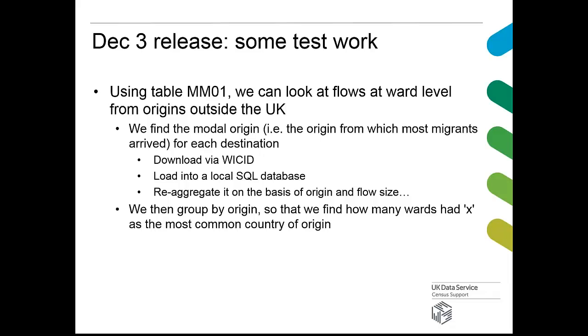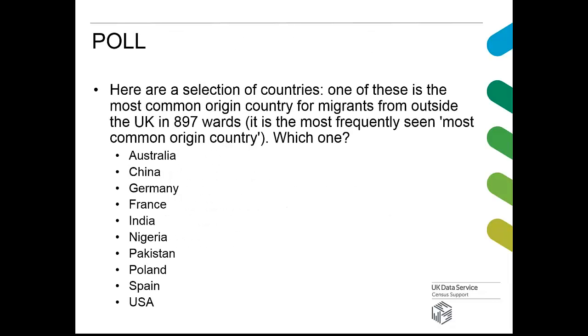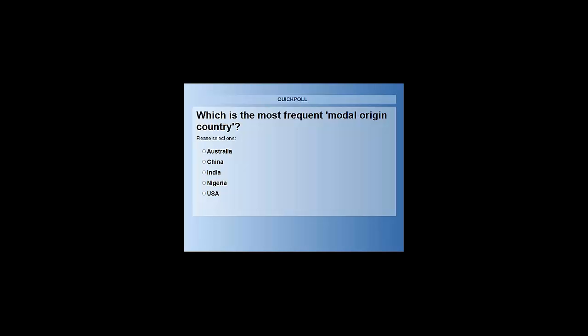I did that by downloading the data from WICID and then reloading it into an SQL database on my PC. I re-aggregated that within SQL on the basis of origin and flow size. I then grouped by the origin country. That allowed me to find out how many wards had a given country as the most common country of origin, the modal origin. I then looked for the countries that had the highest number of wards for which that country was the modal origin. I'm going to look at the results of that in a moment.